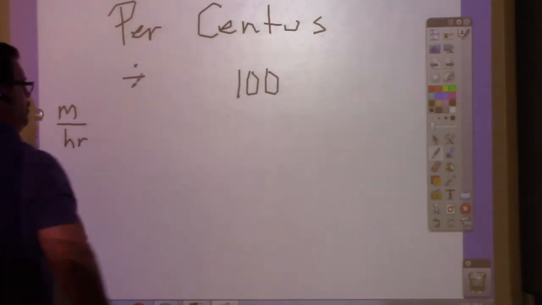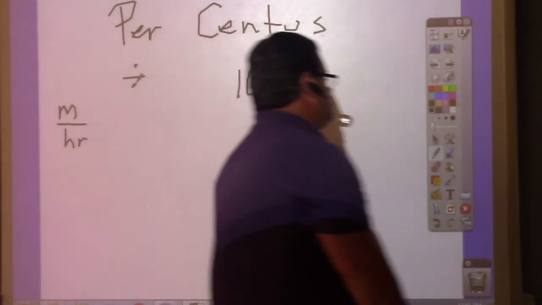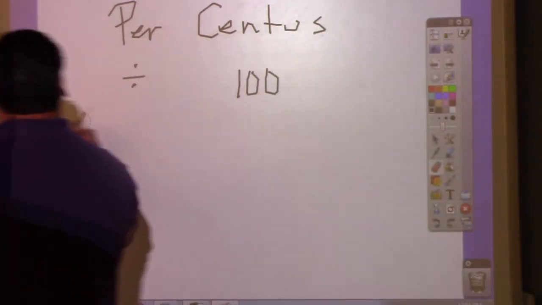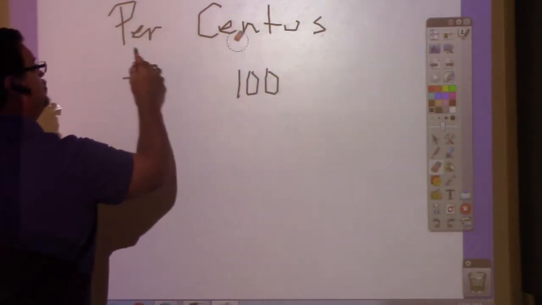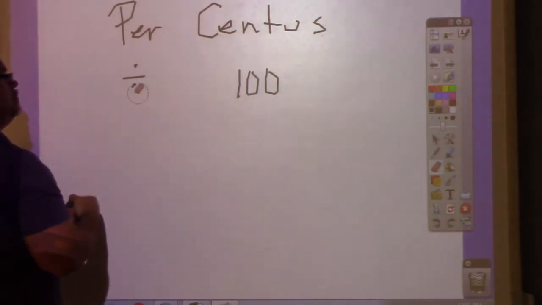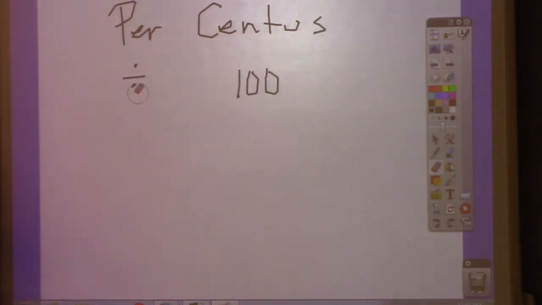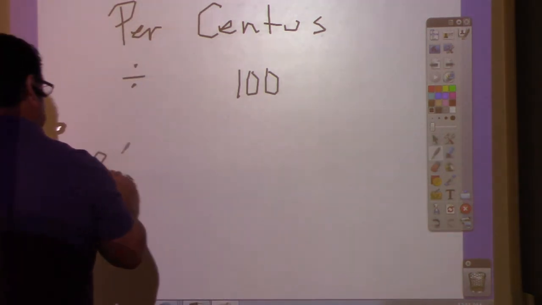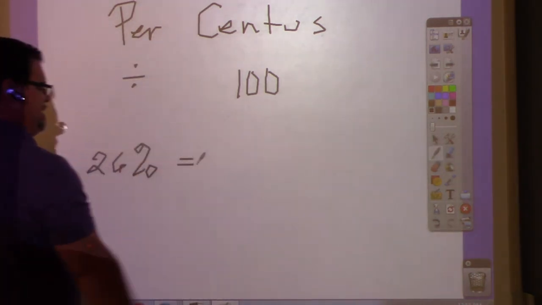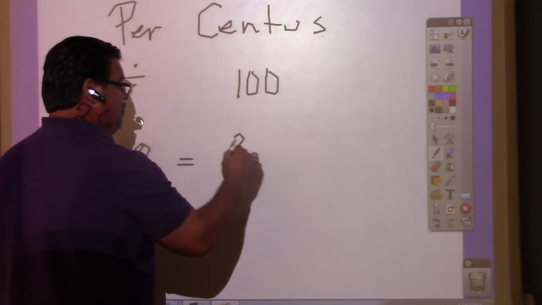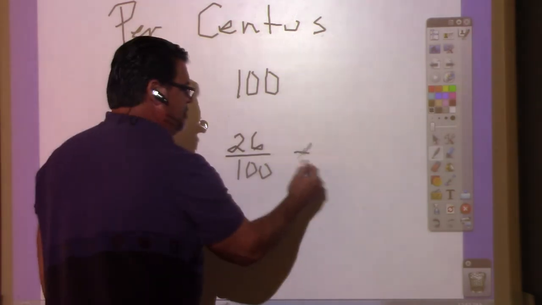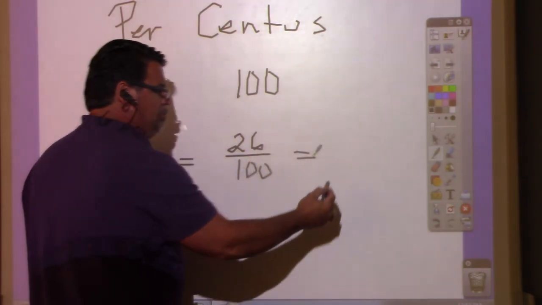So somebody tell me what percent means. There you go. Percentus. Percent means divide by 100. So if I give you 26%, that's equal to 26 over what? And I made a fraction, or I can make it a decimal by saying what? 0.26. There you go.